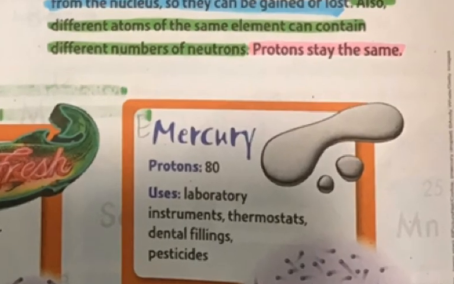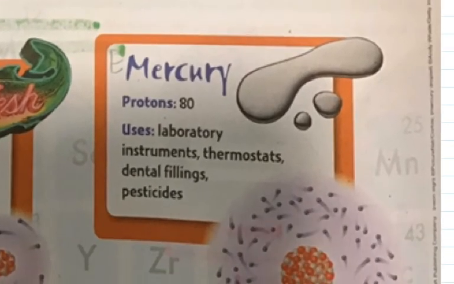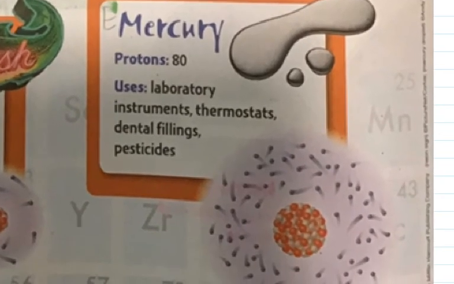Now, let's go over here to Mercury. Mercury, whoa, that's big. It has 80 protons. Oh my gosh, man. Well, what is it used for? Mercury is used in laboratory instruments, thermostats, yes, like actual thermometers, dental fillings, what? And pesticides. Who knows what a pesticide is?